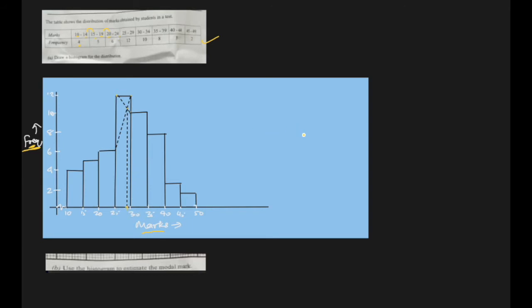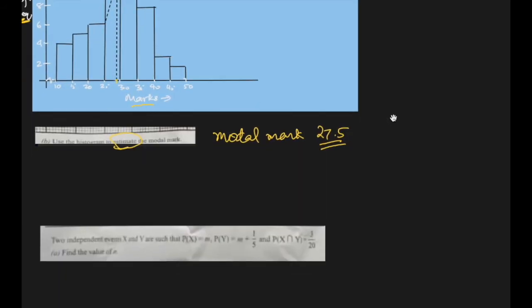So we can say for this answer, modal mark, it's an estimate only, because they're saying estimate, not find. So I will say it is 27.5 for me. Let's move on to the next question.